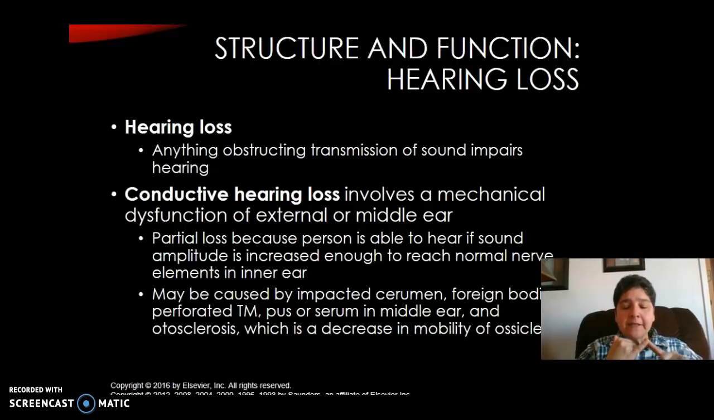So otolith is a stone that you see in the ear, and it can cause hearing loss. Otosclerosis is where we have hardening of those ossicles. Think of arterial sclerosis with hardening of the arteries.